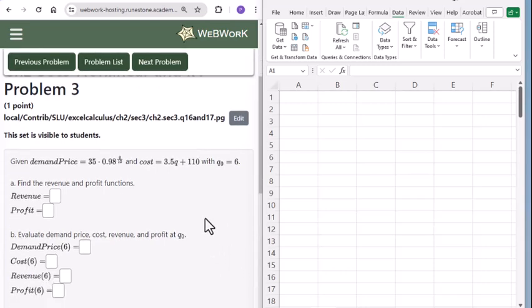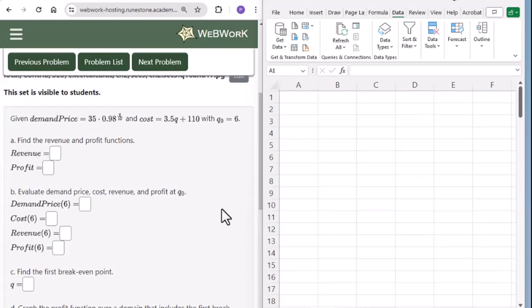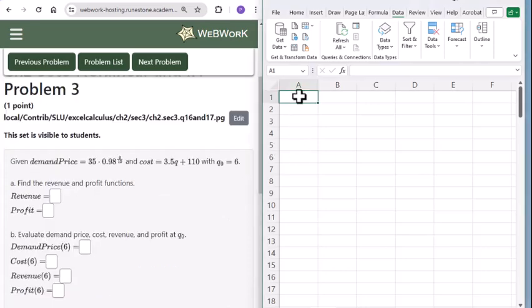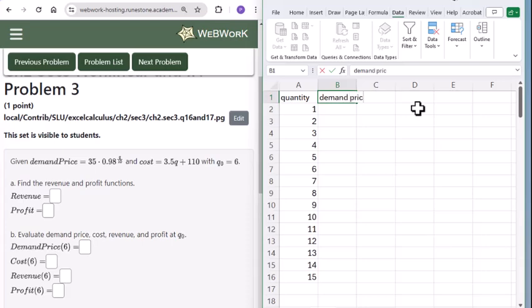On problem number 3, we have a demand price and then a cost function. Instead of doing supply and demand, we're going to look at profit and revenue and talk about a break-even point. Q naught of 6. So let's get a quantity. Start at 1. Go up to, I don't know, 15-ish somewhere. And then a demand price.